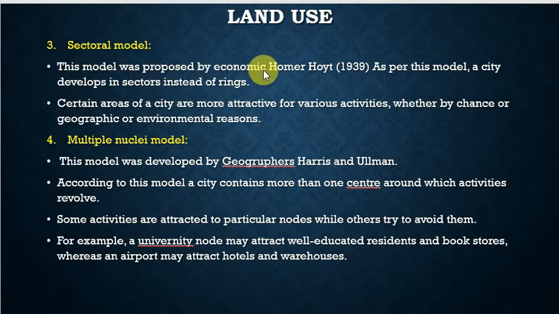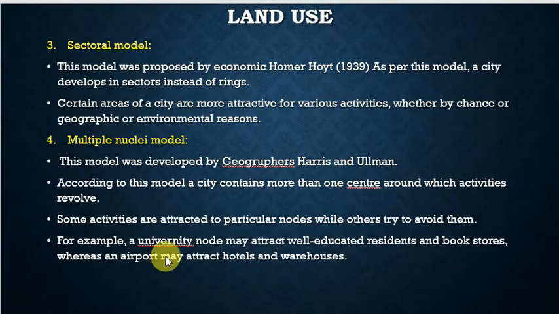This model was proposed by economist Homer, that the city develops in sectors instead of rings. Certain areas of a city are more attractive for the various activities, whether by chances or geographic or environmental reasons. Then multiple nuclei model. This model was developed by geographers Harris and Ullman. According to this model, a city contains more than one center around which activities revolve.